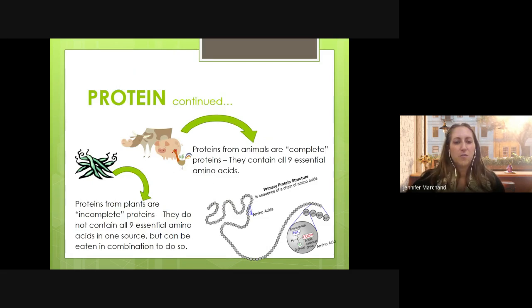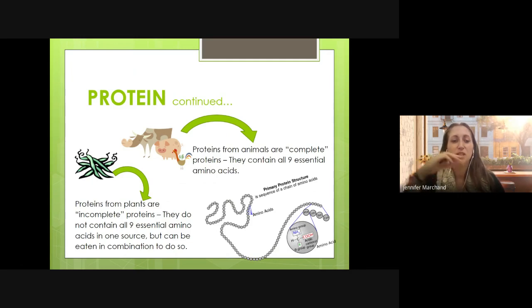So, there's basically two different kinds of proteins that we're working with. You've got your animal kinds of proteins. They are complete proteins, and they contain all of the nine essential amino acids that our body needs to get. So that is a big reason why we are omnivores and why our teeth are made to eat meat and vegetables, because of these essential amino acids that we need.